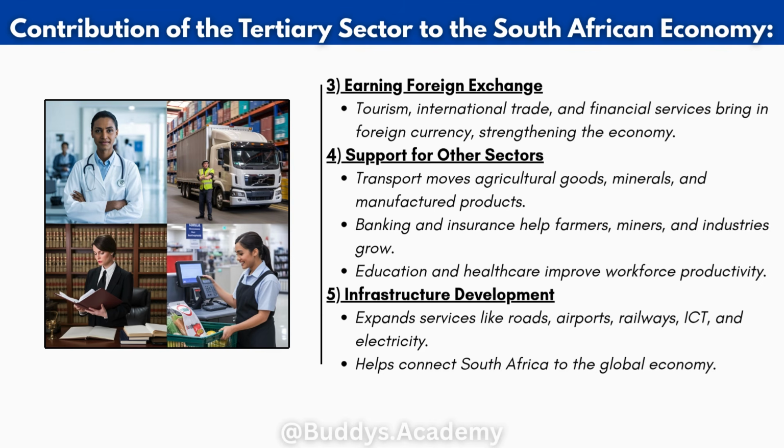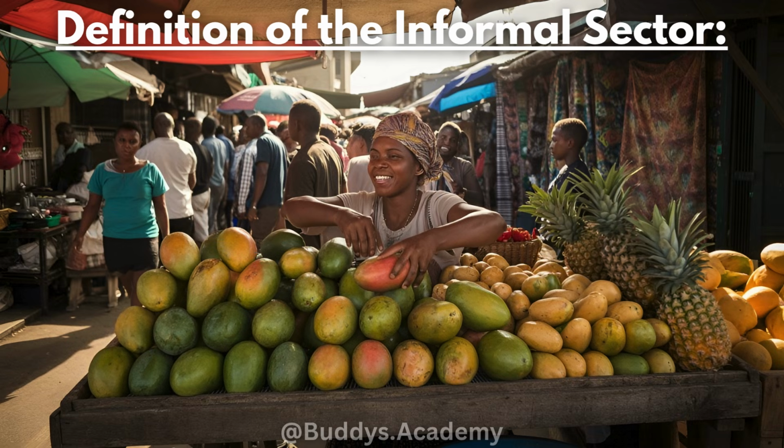And lastly, you're going to have your infrastructure development. So the tertiary sector is going to expand services like roads, airports, railways, ICT and electricity. Basically, it's going to help connect South Africa to the global economy. So now we get to the informal sector, right? And from the name, you can sort of get an idea of what it's all about.